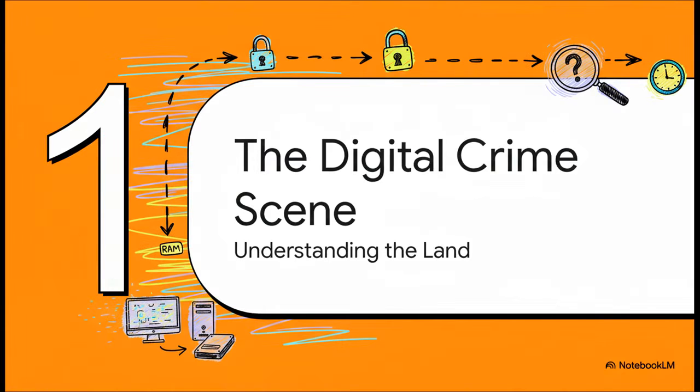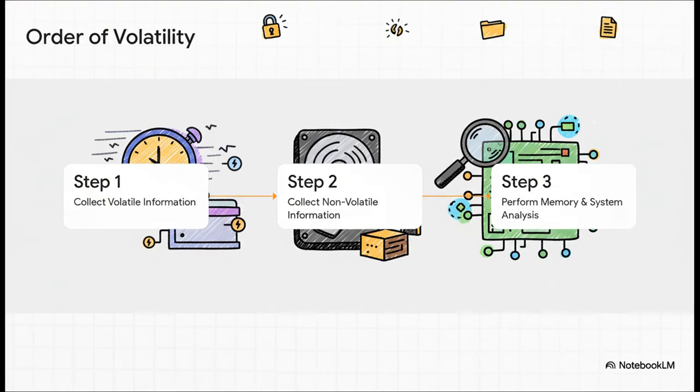First up, the digital crime scene. It's all about understanding the lay of the land. Now, the absolute first thing any investigator needs is a clear methodology. Why? Because in digital forensics, the order you collect evidence in, well, it's everything. You make one wrong move, like rebooting the machine too soon, and poof, your most valuable clues could be gone forever. The guiding principle here is something called the order of volatility.